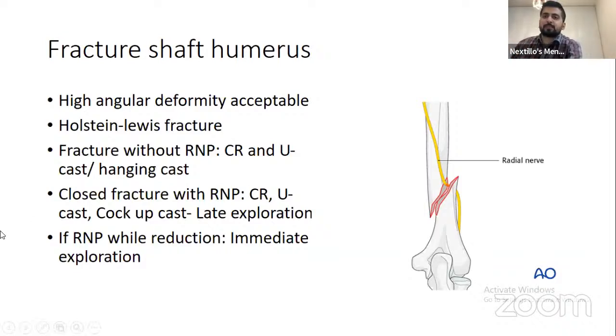And if the radial nerve palsy occurs while you are reducing the fracture and putting a cast, then there should be immediate exploration, because then either the radial nerve has got cut or it has got entrapped in the fracture fragment. Hence you should immediately explore, see why it is so, and address the issue along with the fracture.